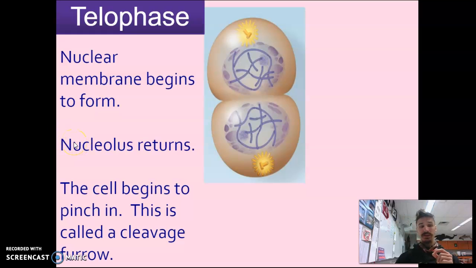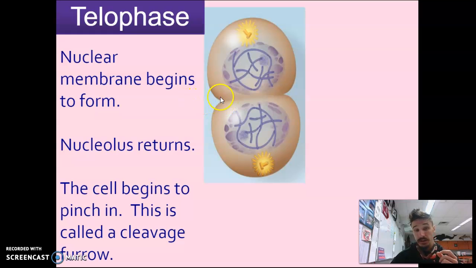Ultimately, a very important aspect of this point in cell division is what's called a cleavage furrow. That's what's starting to happen here. It's kind of the telltale sign of telophase. If you see this pinching in, and the cell almost looks like the number 8, it's indicative of telophase. This pinching in tells you it's telophase.